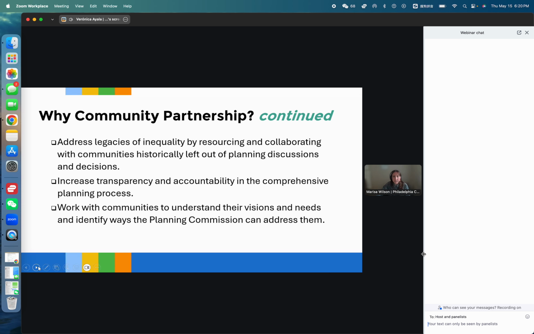We'll be addressing legacies of inequality by resourcing and collaborating with communities historically left out of planning discussions and decisions through this community partnership specifically. We hope to increase transparency and accountability in the comprehensive planning process. And we hope to work with communities to understand their visions and needs and identify ways the Planning Commission can address them.